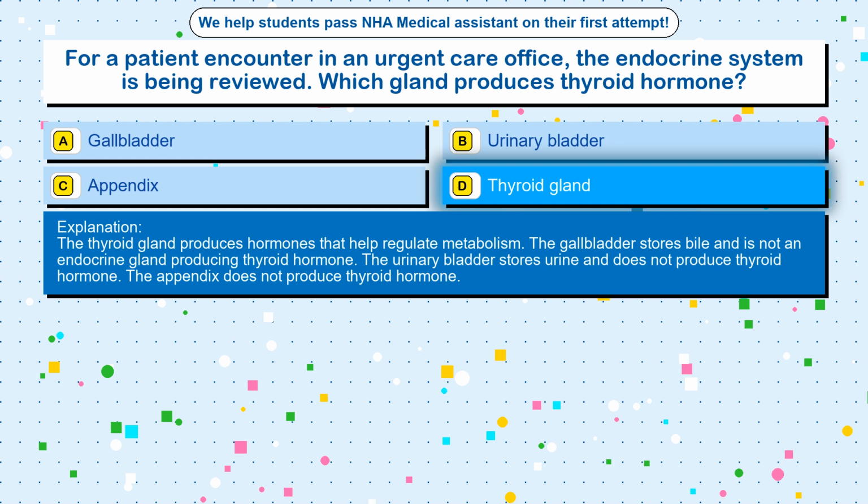The thyroid gland produces hormones that help regulate metabolism. The gallbladder stores bile and is not an endocrine gland producing thyroid hormone. The urinary bladder stores urine and does not produce thyroid hormone. The appendix does not produce thyroid hormone.